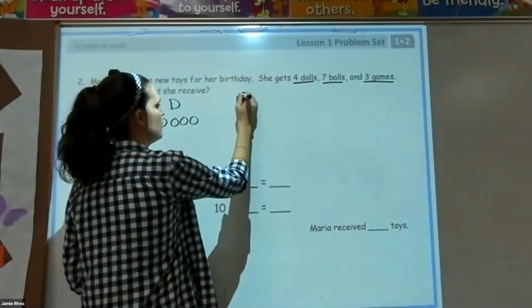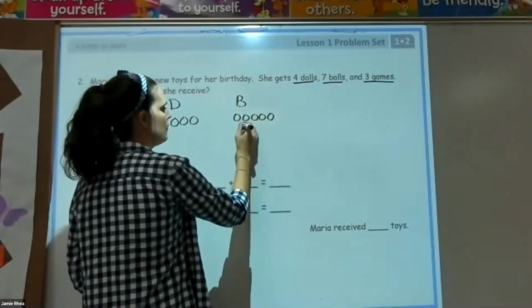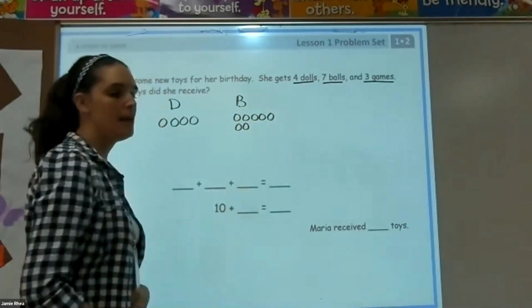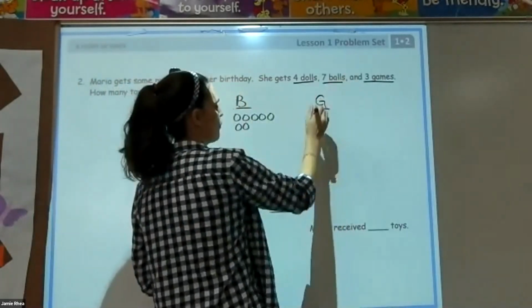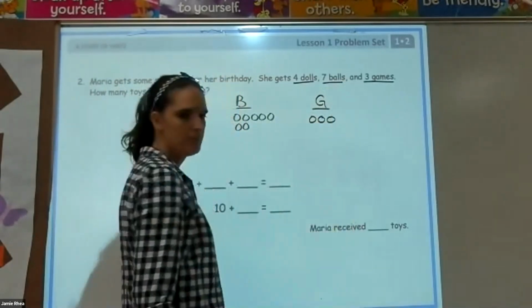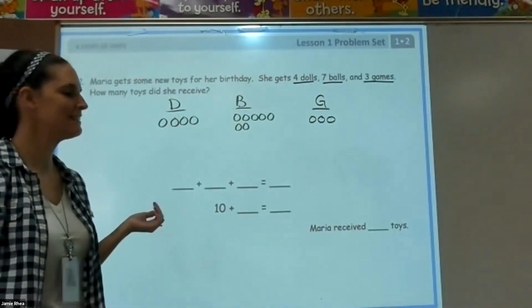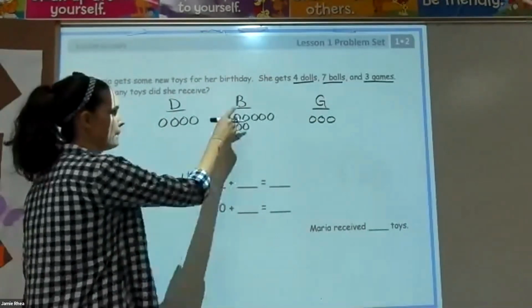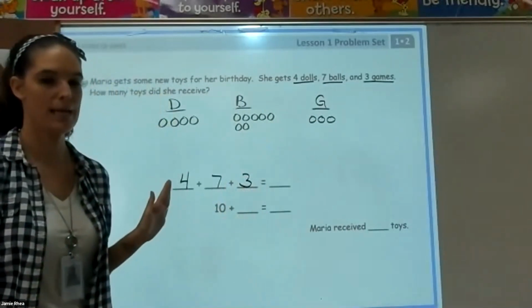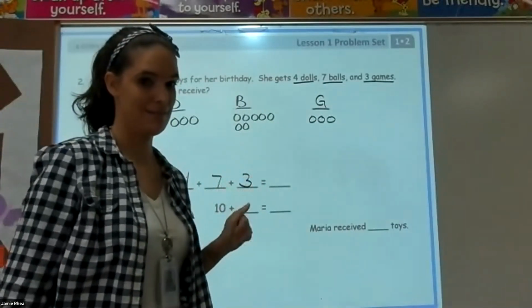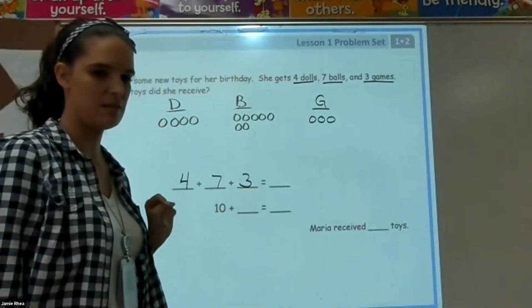I'm going to put B for a ball, and I'm going to draw 7. 1, 2, 3, 4, 5, 6, 7. And then I'm going to put a G for games. And I'm going to draw 3. 1, 2, 3. Okay. Now, can I make a math sentence with this so far? Yeah, I can. I can say we had 4 dolls plus 7 balls and 3 games. But wait, can I make a 10?